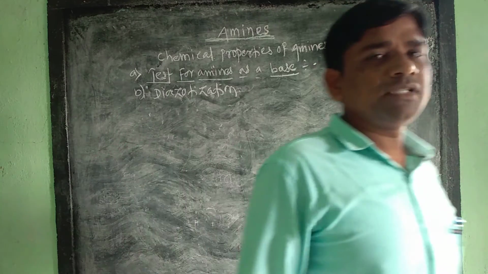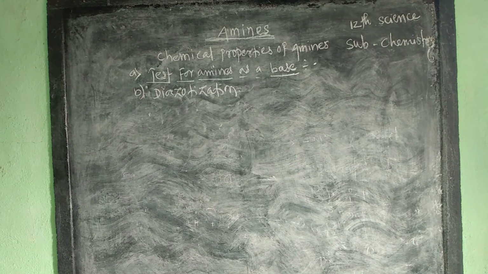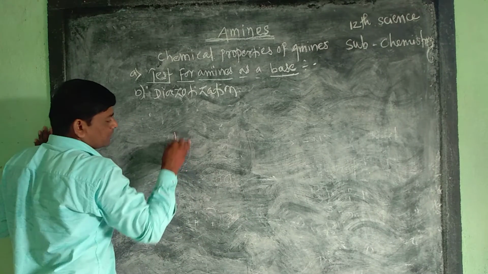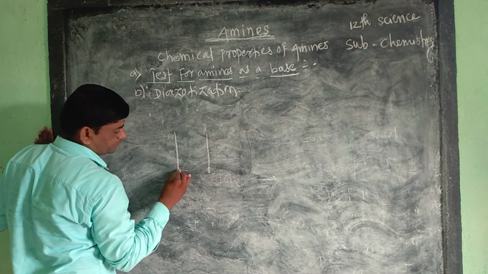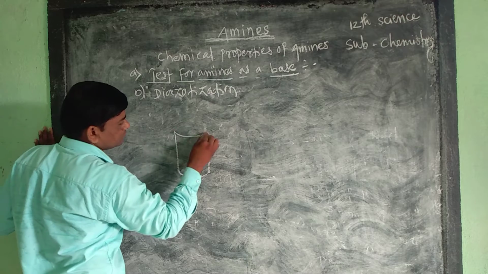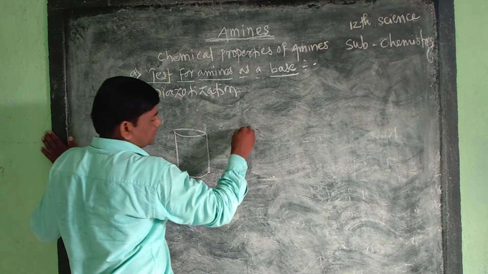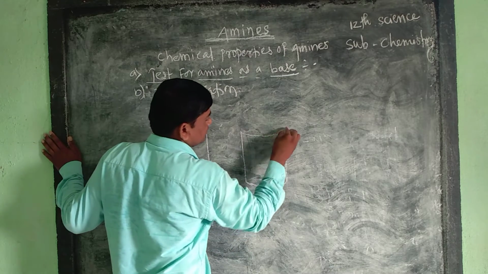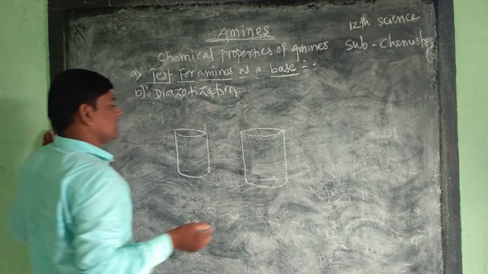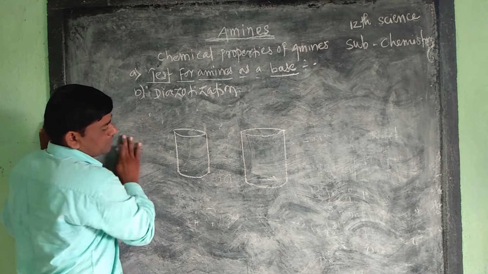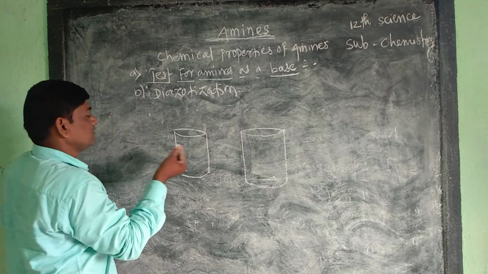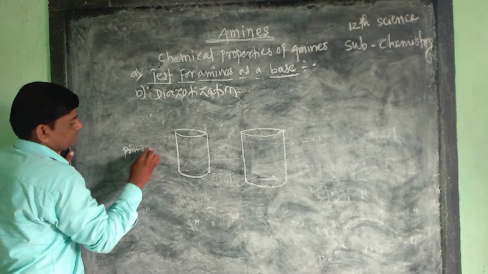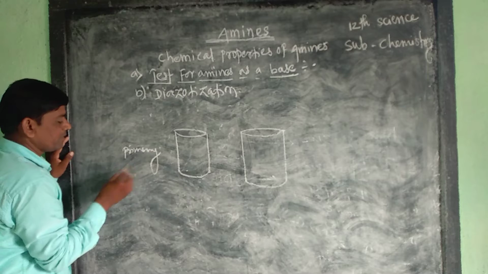Now, by using two test tubes, or two beakers, the first test tube contains a sample of primary aromatic amine.